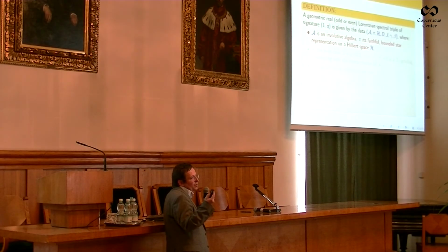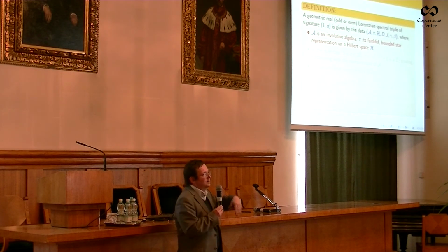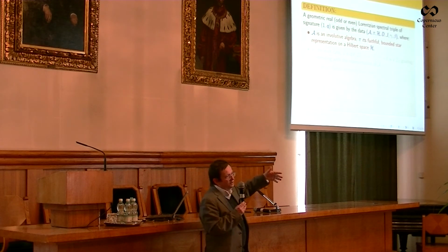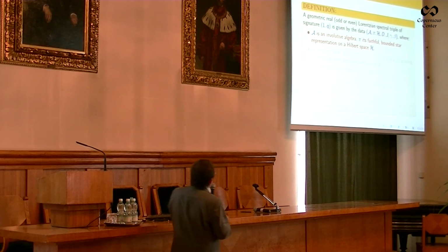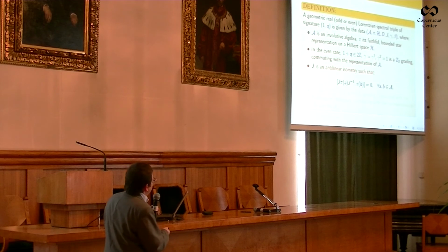So this is the definition of the spectral triple of signature (1,Q). Q could be some number 1, 2, 3 or higher. And basically the data is just the same: A, the algebra, representation, Hilbert space, Dirac operator, reality, gamma if the thing is even; if not, there's no gamma. And the only addition is some beta, which you can think of as some sort of time orientation that's given.